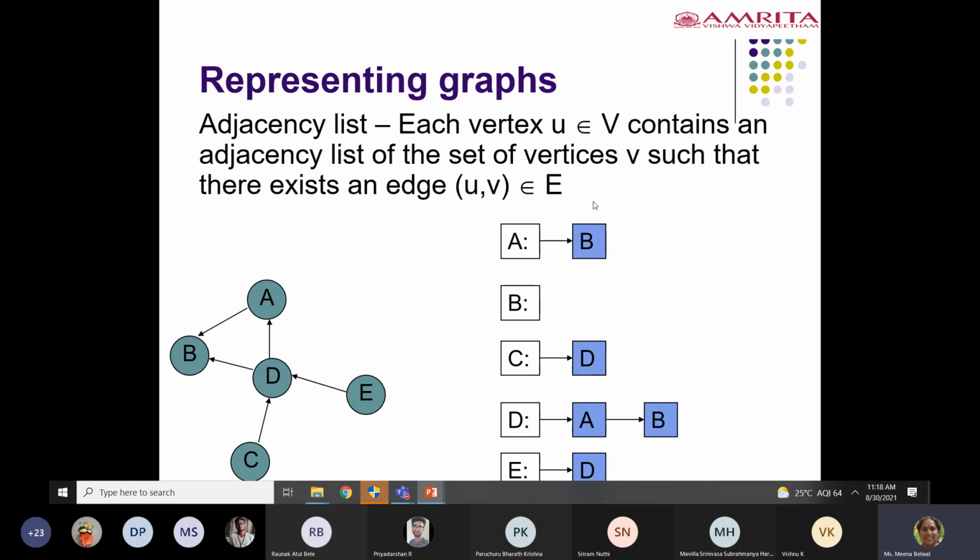Set of vertices V such that there exists an edge UV. That edge is starting from U, it is not VU. That's why we are so specific that for vertex U, we are looking for edges UV, not VU. UV is different, VU is different. So for B, it is nothing. For C, it is CD. For D, earlier it was 4, now it is DA, DB. That's it, so DA and DB we have covered. And for E, it is D.